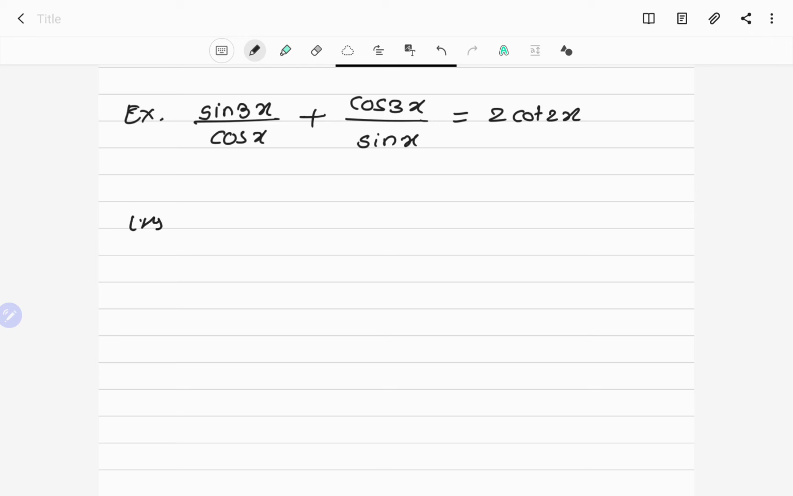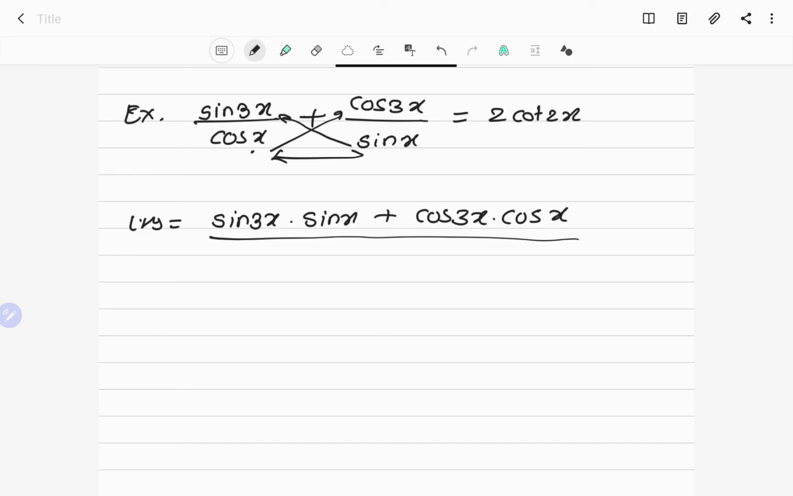So friends, I am starting with the left hand side, and let's cross multiply these structures. So this is sin 3x into sin x, plus let's multiply cos x over here, so this is cos 3x into cos x. This is entirely divided by the multiplication of these two terms, which is nothing but cos x into sin x, or we can say sin x into cos x. For your sake of understanding, I am writing this term first and this term second.